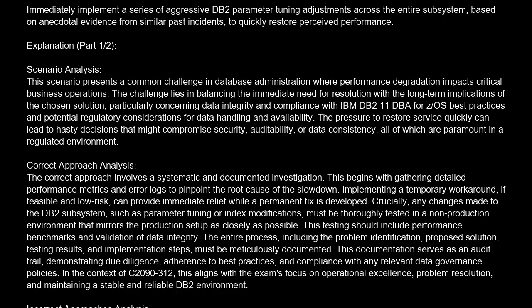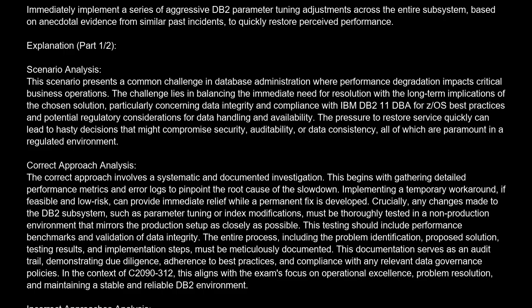Explanation. Scenario analysis. This scenario presents a common challenge in database administration where performance degradation impacts critical business operations. The challenge lies in balancing the immediate need for resolution with the long-term implications of the chosen solution, particularly concerning data integrity and compliance with IBM DB2 DBA for z/OS best practices and potential regulatory considerations for data handling and availability. The pressure to restore service quickly can lead to hasty decisions that might compromise security, auditability, or data consistency, all of which are paramount in a regulated environment.